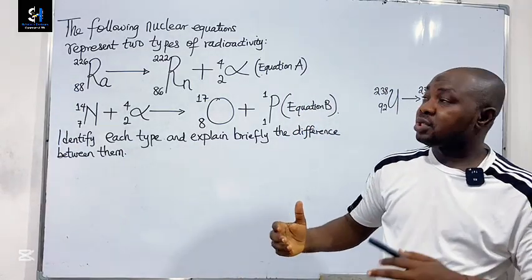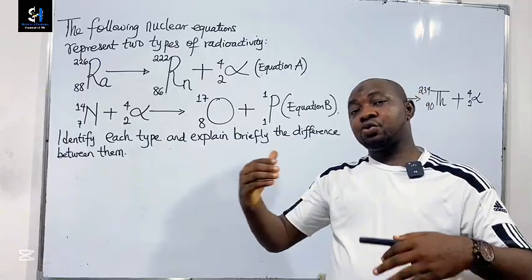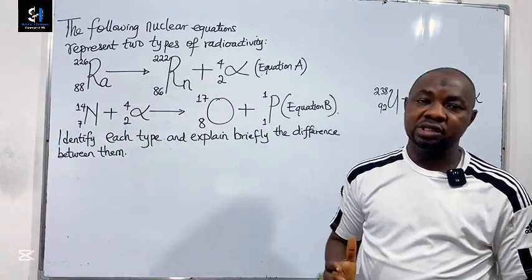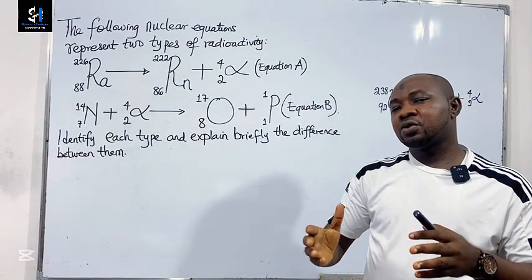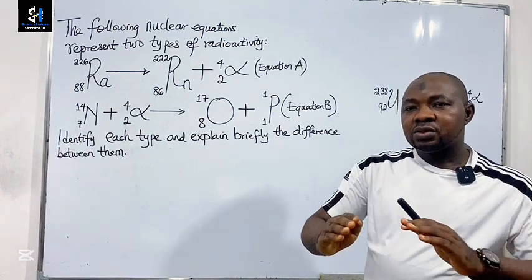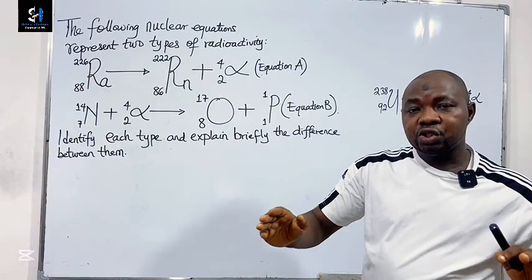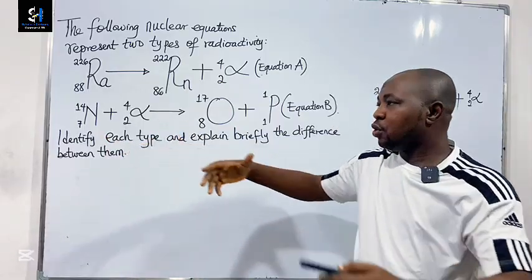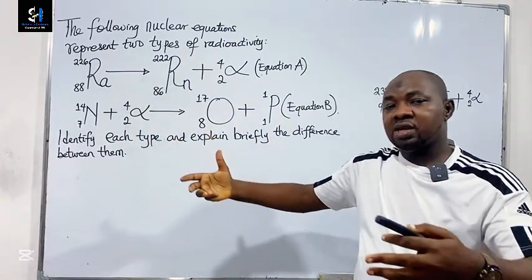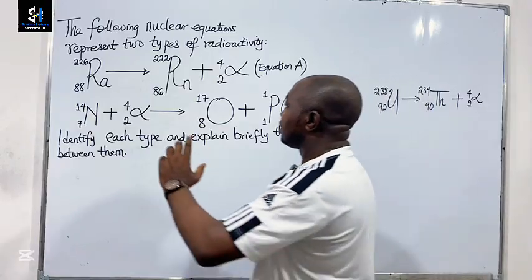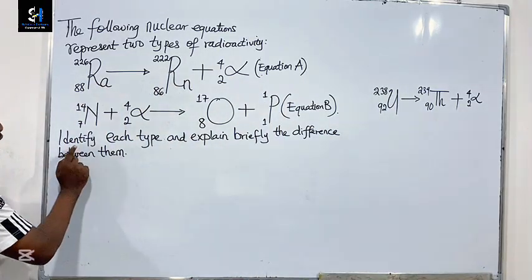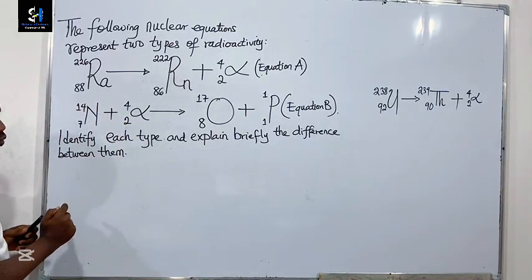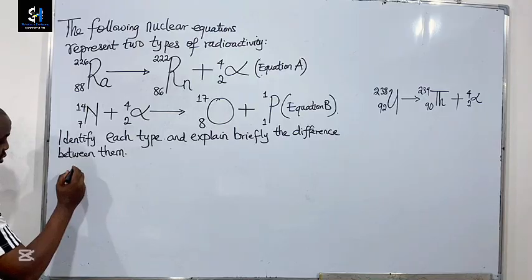Just like I said, radioactivity is a process in which the nuclei of certain elements undergo spontaneous disintegration, so without any external energy, the radioactive process will take place. In this case, we are asked to identify each type and explain briefly the difference between them. Now for equation 1, here's my solution.